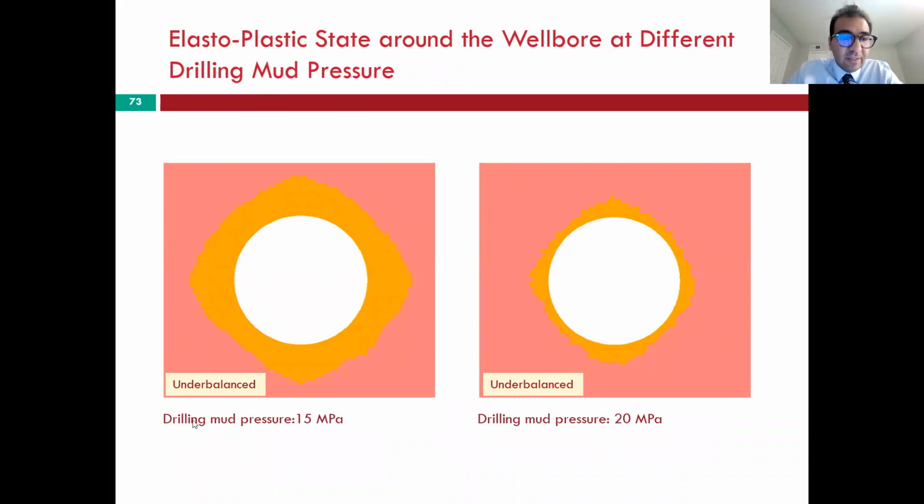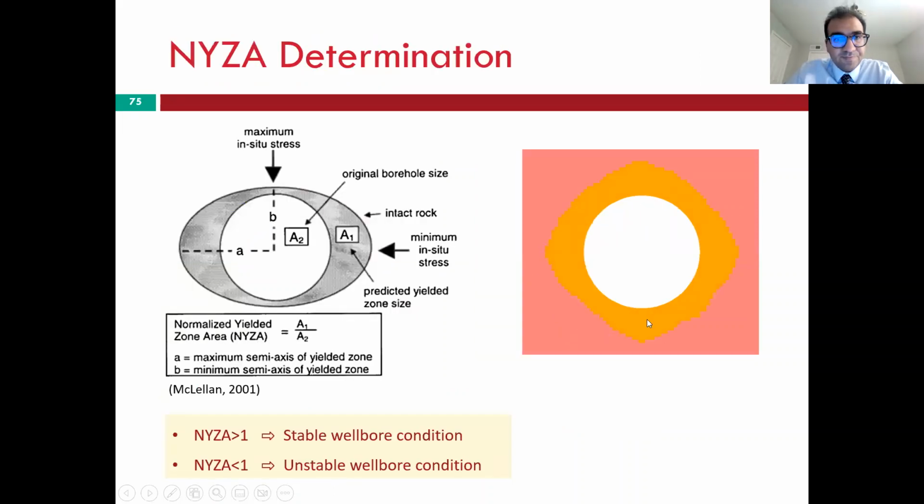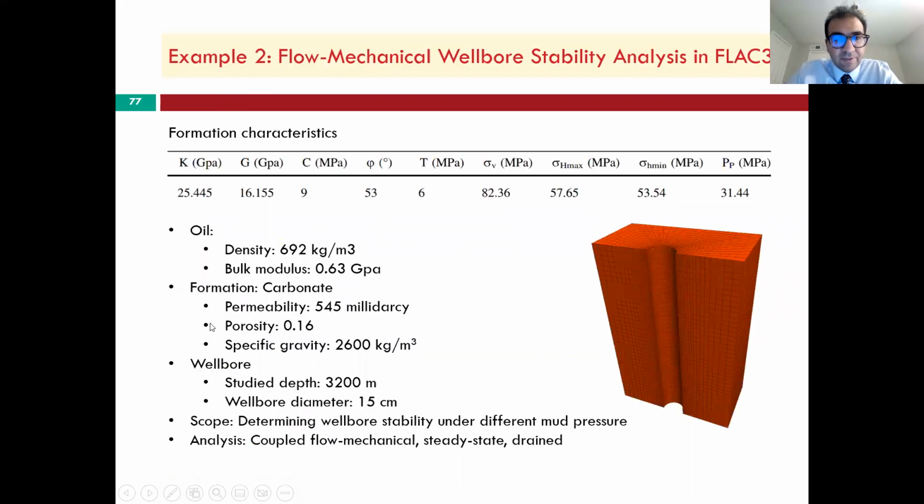So for instance, this is a study that is done with different mud pressures, studying the area that is yielded based on different mud pressure. So with mud pressure of 15 megapascal, it's relatively low. You see a significant area around the wellbore is yielded, so we'll have more displacement here. Once you increase the mud pressure, the amount of yield is going to be minimal. Here is an overbalanced drilling with a very high mud pressure and very limited yielding around the wellbore. By doing that, you can do design, and for instance, you can determine the NYZA, the normalized yielded zone area, and then you can use that for design of your wellbores. This is one of the examples here.